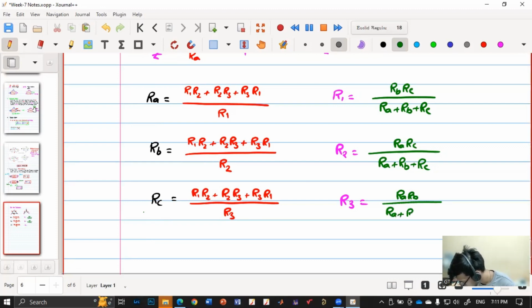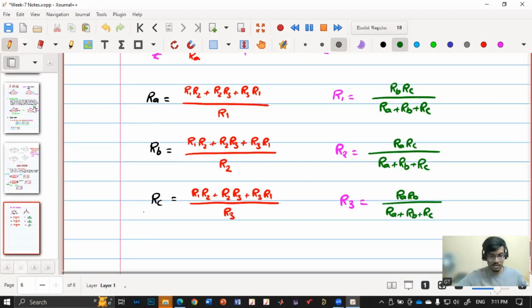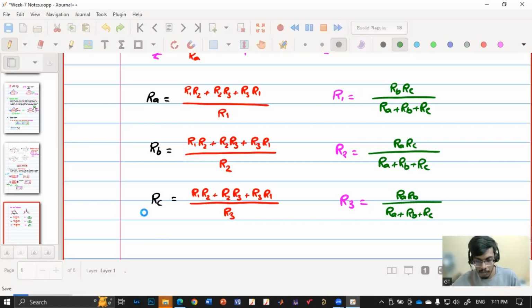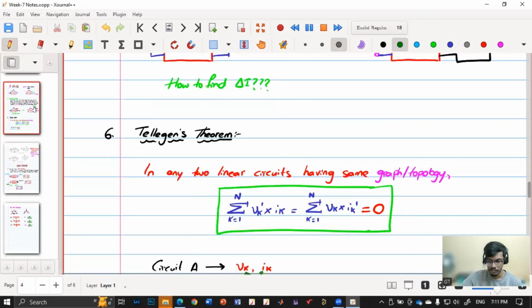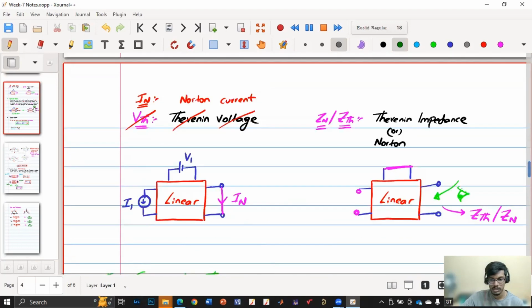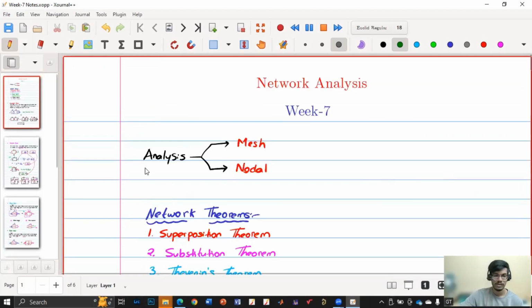So this is just a conversion formula which you can remember, or you have to remember, I would say, so that at times it will save a lot of time and you can solve any problem much more easily. Before we go into the problem solving session, I'll just summarize whatever network theorems we have discussed today.